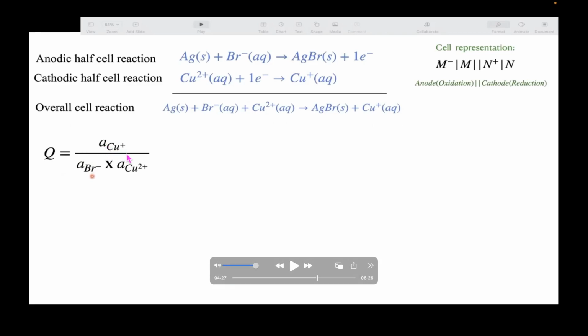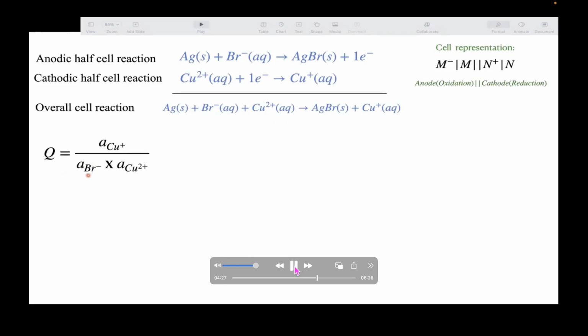So guys, if I am going too fast, then just type in the chat box. Okay, I'll just reduce my speed. So it is divided by the activity of reactants: the activity of Br negative multiplied by the activity of copper 2 plus.